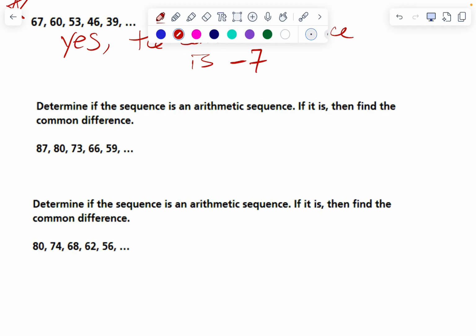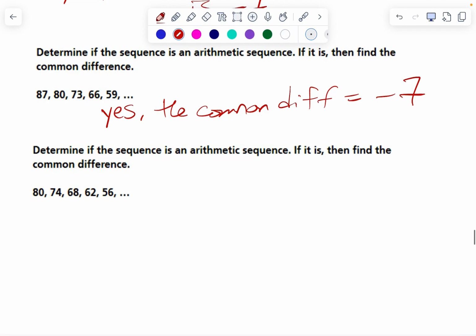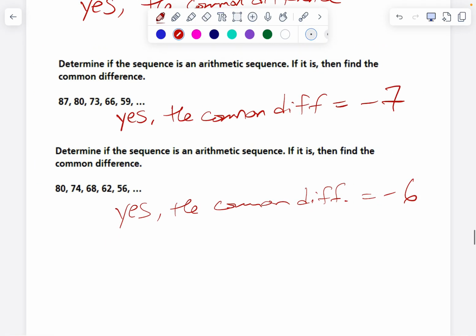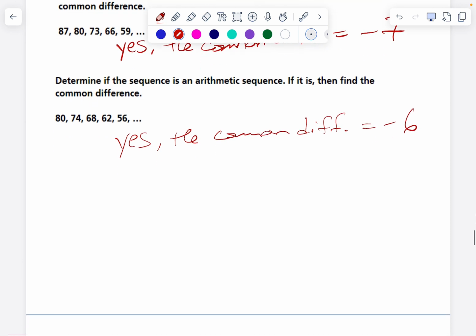Okay, that's probably enough time. How about this first one? Is it an arithmetic sequence? Negative 7. Okay, what'd you say it is? Negative 7. Okay, how about the next one? Yes. Yeah. Negative 6. Yep. And the common difference is negative 6. Negative 6, negative 7. Okay, can we get an example of one that isn't one? Sure.